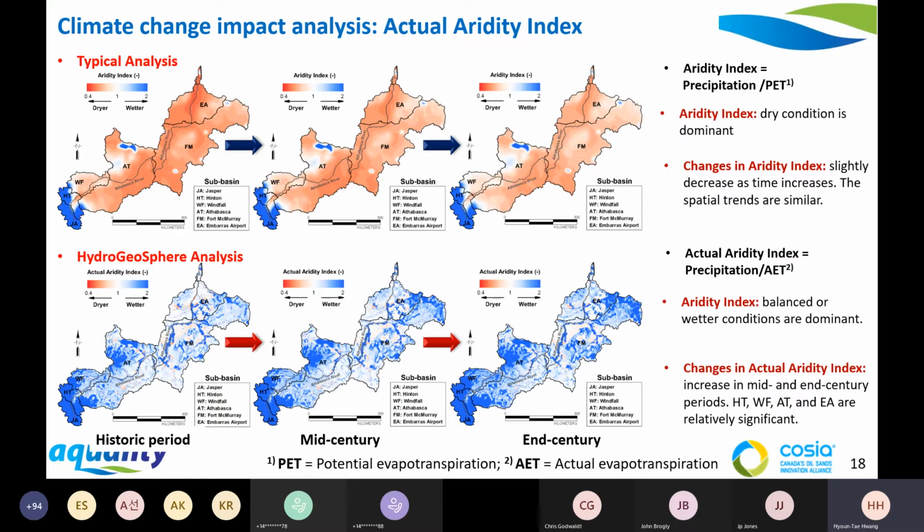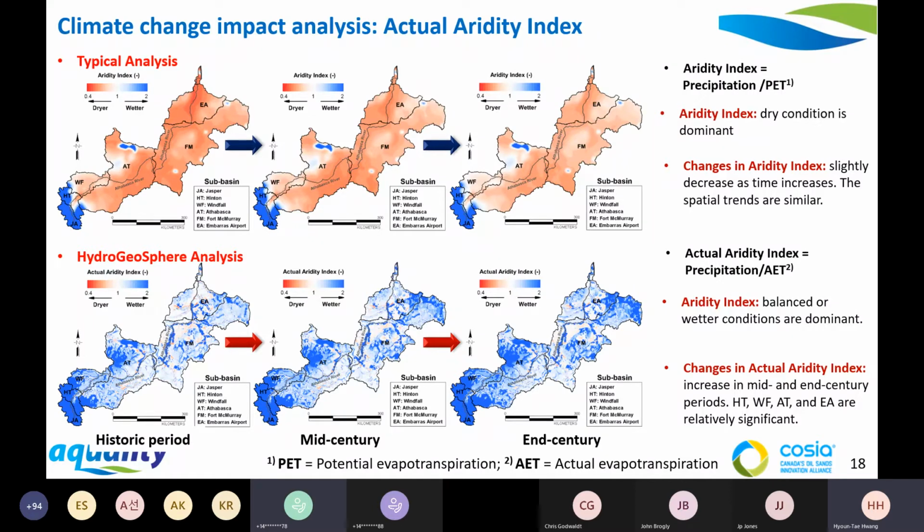And we also estimate wetness and dryness in future prediction. We perform two types. One is a typical analysis using Aridity Index. Aridity Index is defined by the ratio of precipitation to PET. And another analysis is called HGS analysis using actual aridity index that is based on the ratio of precipitation to actual evapotranspiration based on HGS simulation result. First, we look at the typical analysis based on aridity index.